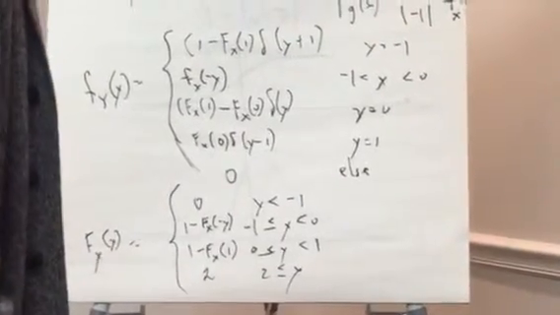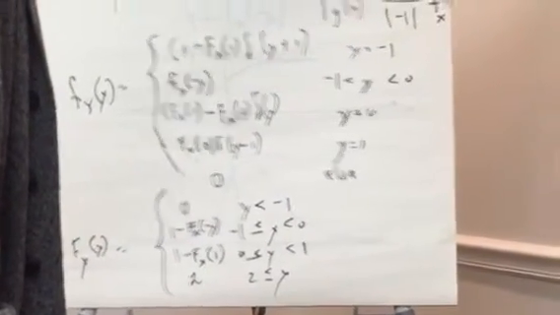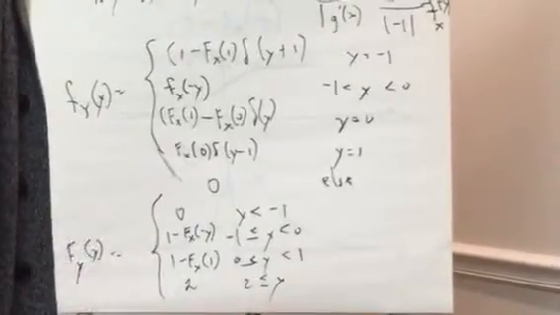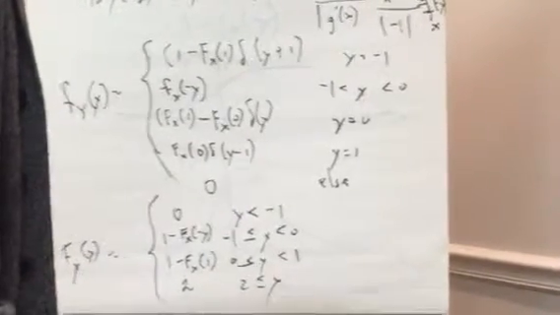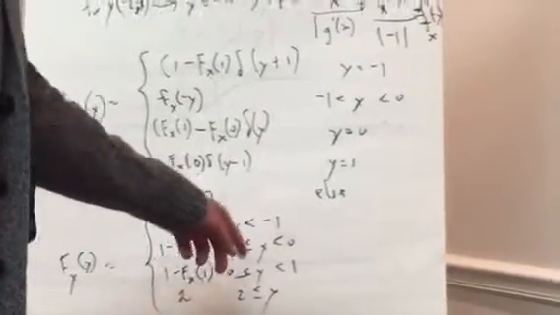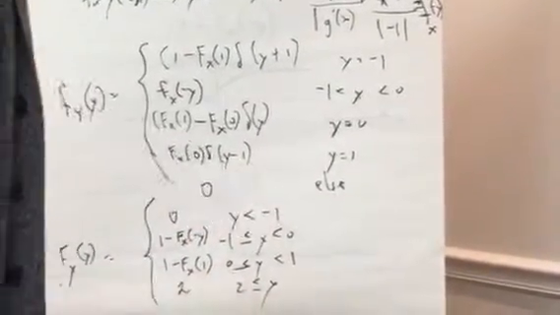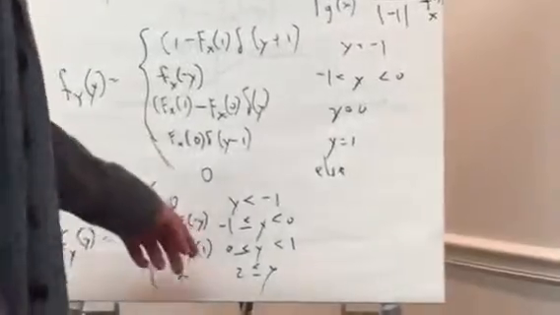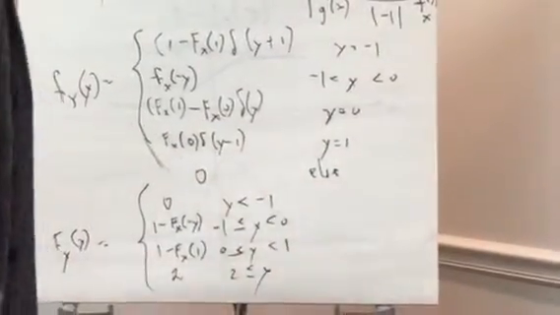1 minus F_X(minus y) for y greater than minus 1 and less than 0. And also it's going to have an amplitude of 1 minus F_X(1) for y greater than or equal to 0 and less than 1, and it's going to be 2 for y greater than or equal to 2. We'll see those plotted a little later.